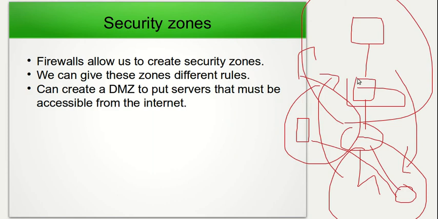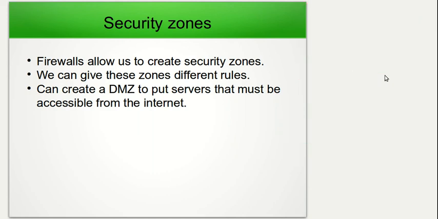So we can do something like this. We can say that traffic from a high security zone to our DMZ is allowed, traffic from our high security zone to our low security zone is allowed, and traffic from our low security zone to our DMZ is allowed, but traffic from our low security zone to our network is blocked, essentially allowing us to have internet accessible servers without devices from the internet having to enter our network to reach those servers.